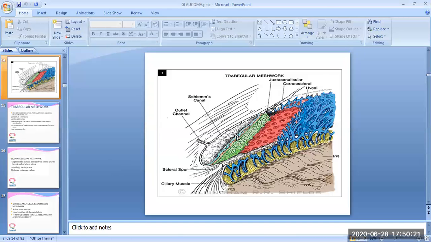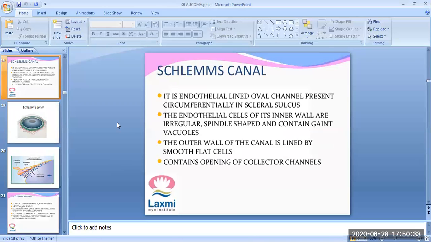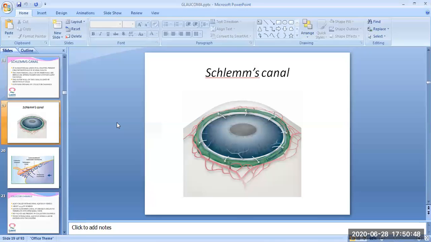You can see here is the Schlemm's canal. The next structure of aqueous outflow system is Schlemm's canal. It is an endothelial lined oval channel present circumferentially in the scleral sulcus. You can see this is the Schlemm's canal of green color. It is present circumferentially in the scleral sulcus.